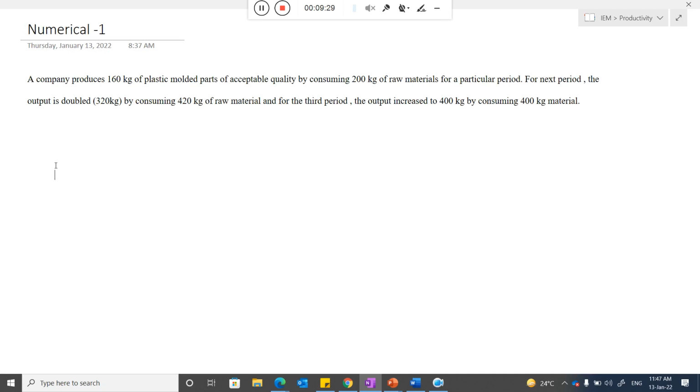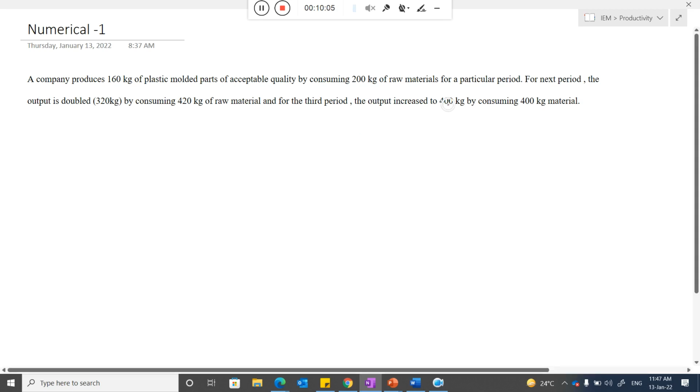A company produced 160 kg of plastic molded parts of acceptable quality by consuming 200 kg of raw material for a particular period, which you can say is a particular year also. For the next period the output is doubled, with the input being 320 kg. The 320 kg is the output, by consuming 420 kg of the raw material. And in the third period the output is 400 kg by consuming 400 kg of material.